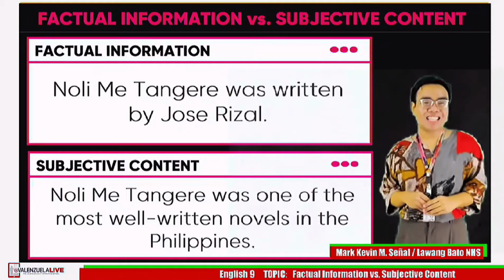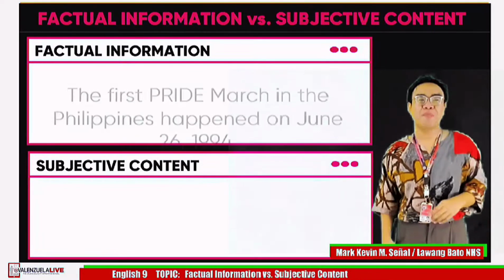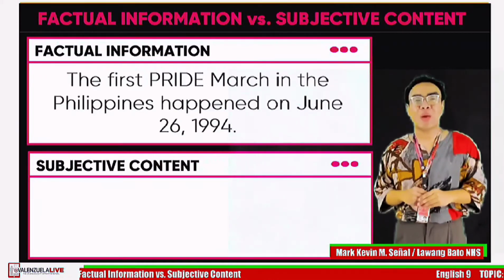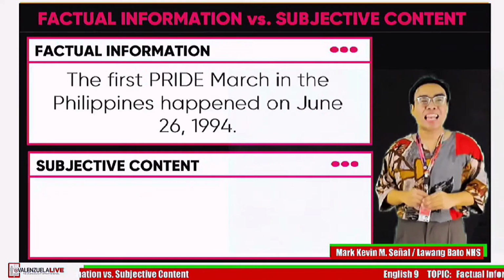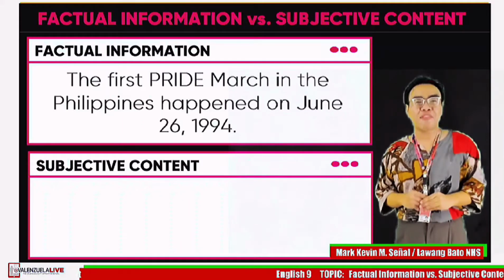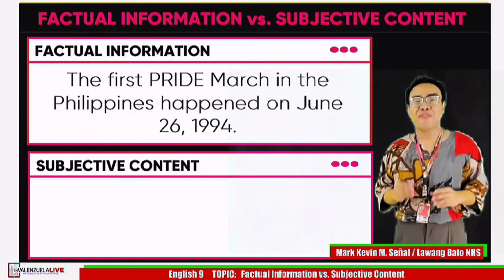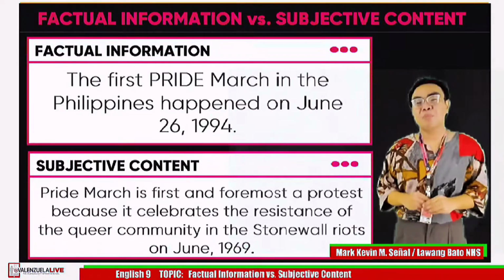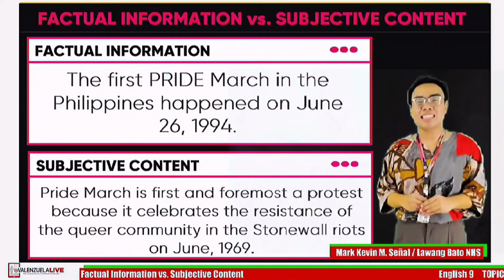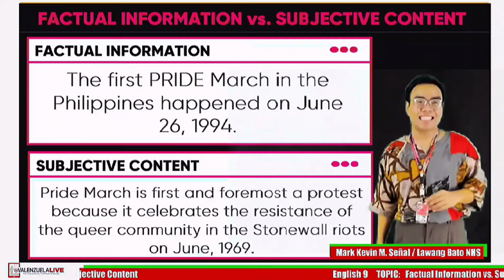And our last example, in celebration of the Pride Month, let us have this factual information. The first Pride March in the Philippines happened on June 26, 1994. To celebrate the 25th anniversary of the Stonewall riots, some groups in the Philippines organized the first Pride March to commemorate the said event. Now for the subjective content, Pride March is first and foremost a protest because it celebrates the resistance of the queer community in the Stonewall riots on June 1969.